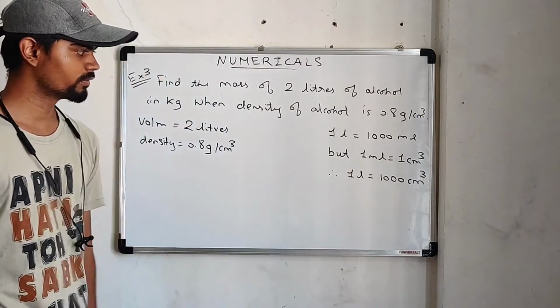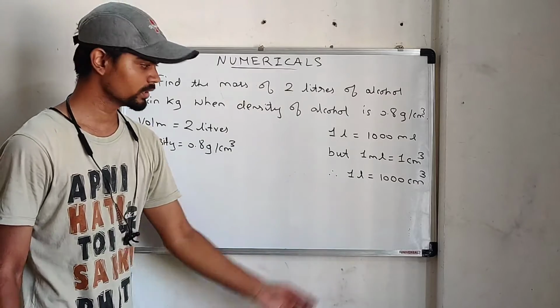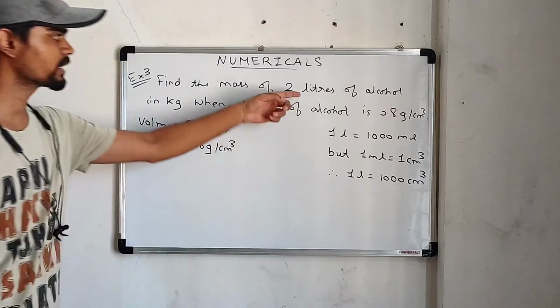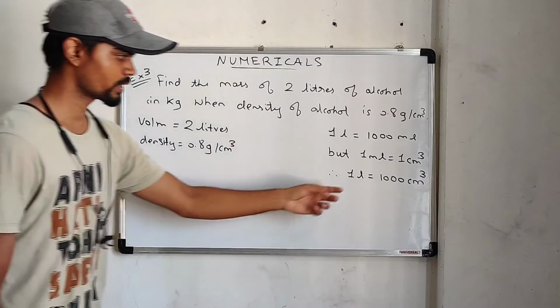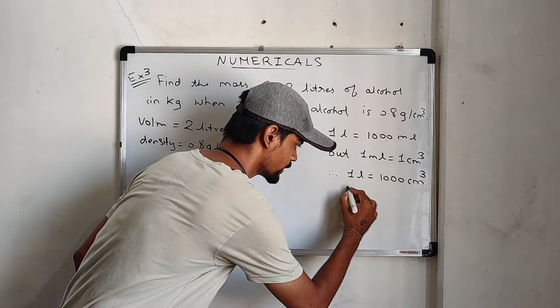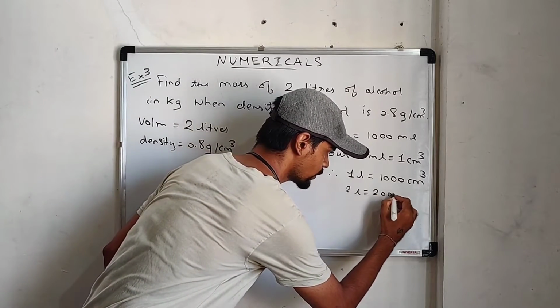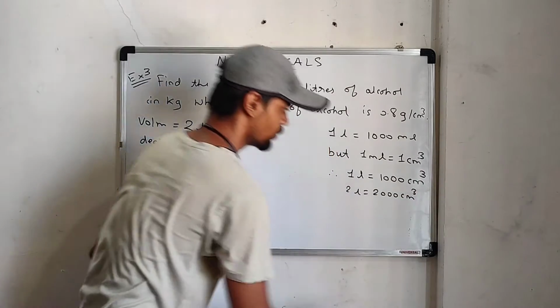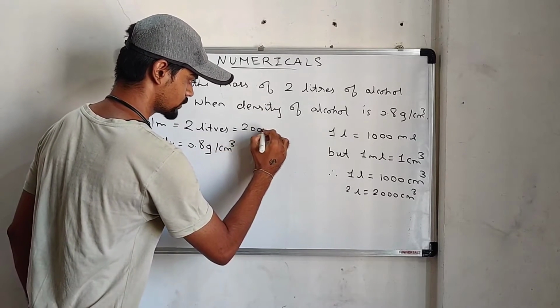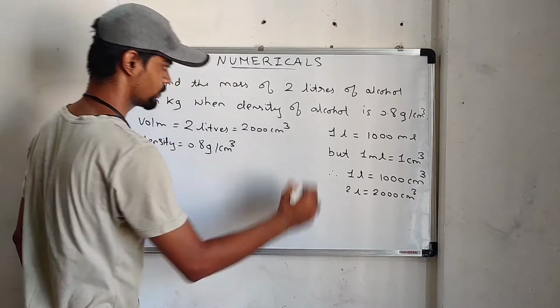So here we'll use this expression that 1 liter equals 1000 centimeter cube. But in our case we have 2 liters. So if 1 liter equals 1000 centimeter cube, then for 2 liter it will be 2000 centimeter cube. Okay. So instead of 2 liters, we'll write 2000 centimeter cube.